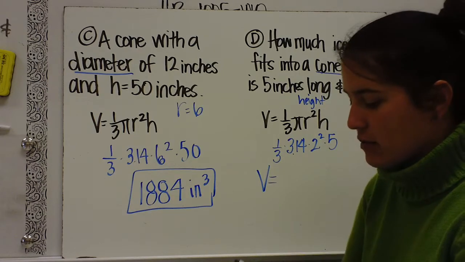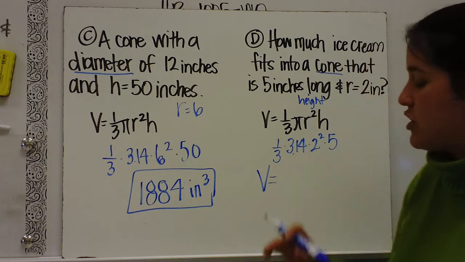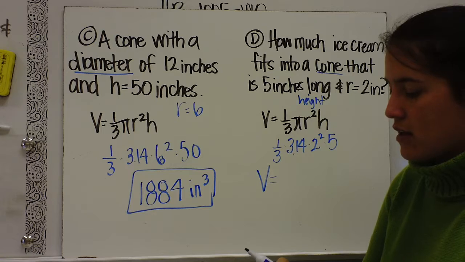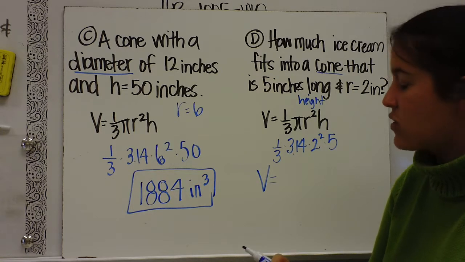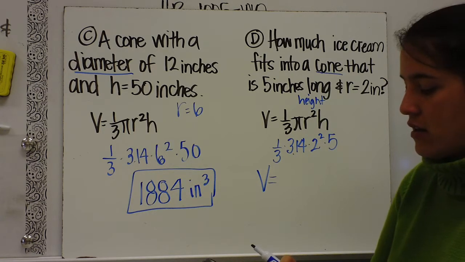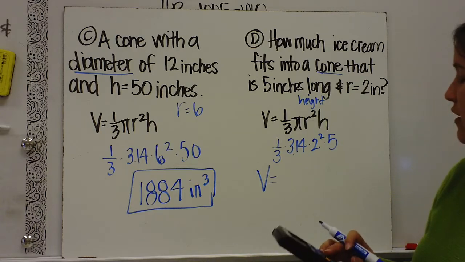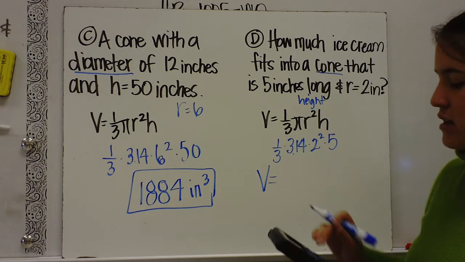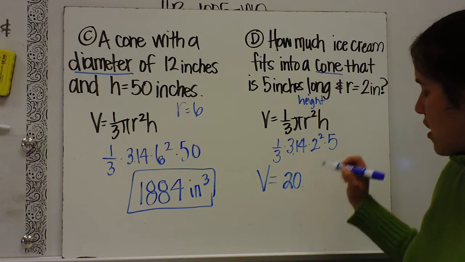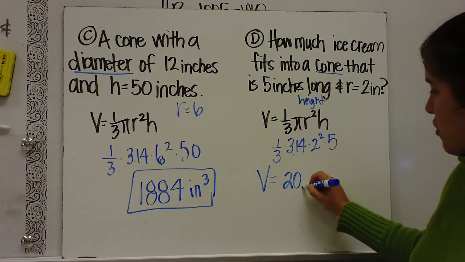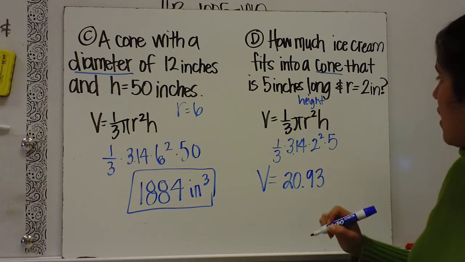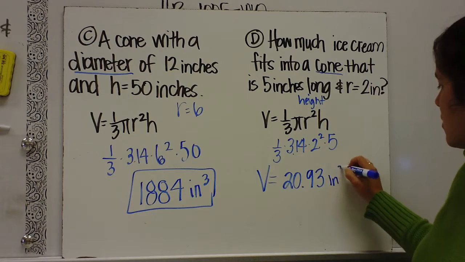And how much ice cream can fit in this cone? We would type this into your calculator. And times 2 squared times 5 is 20.9333 inches cubed.